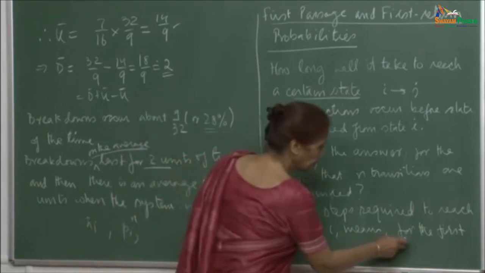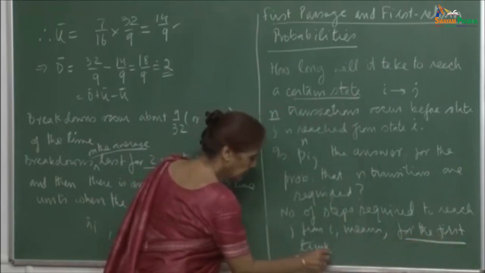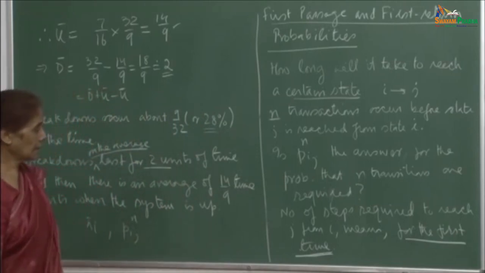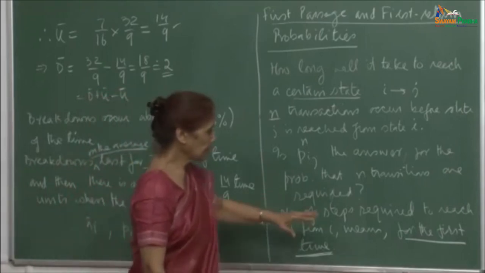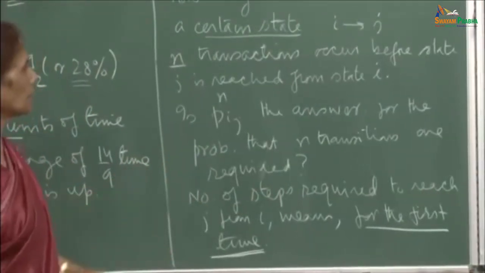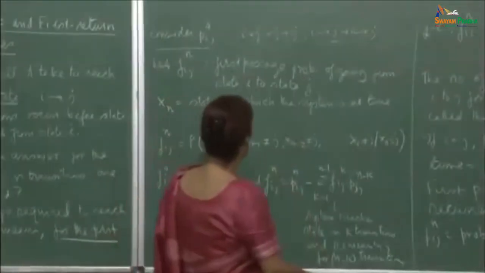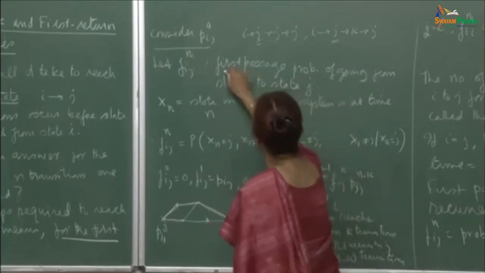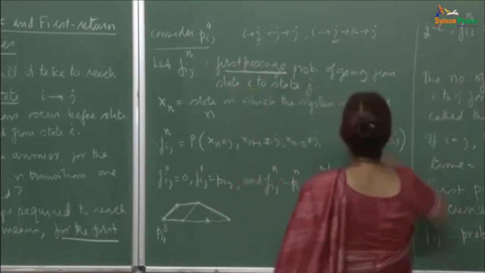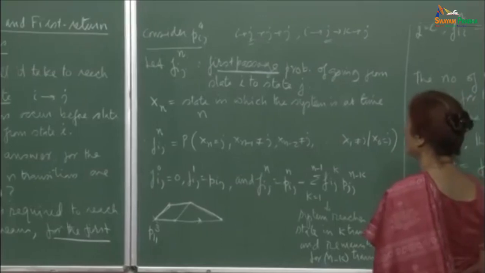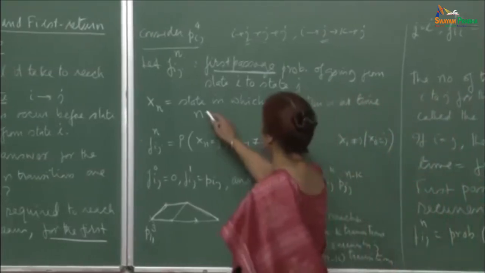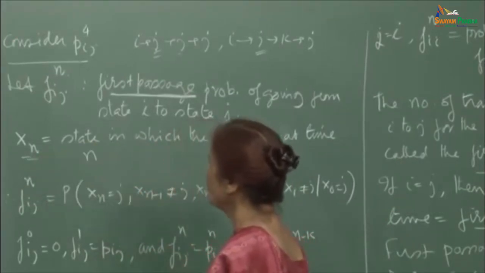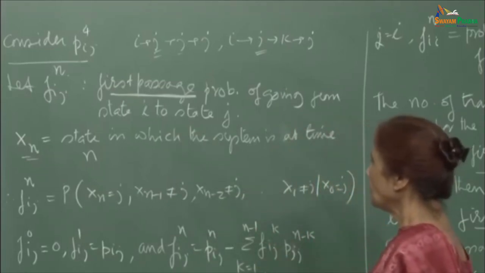Essentially what we are looking for is the first time I reach j from i. So, in between I should not have touched state j, and when it first occurs, I want to compute the probabilities of such. So, what we will do is make these definitions here. Again, Fijn I am defining as the first passage probability of going from state i to state j. And remember Xn was the state in which the system is at time n. We have been using this notation when describing the transition probabilities and the Markov process.